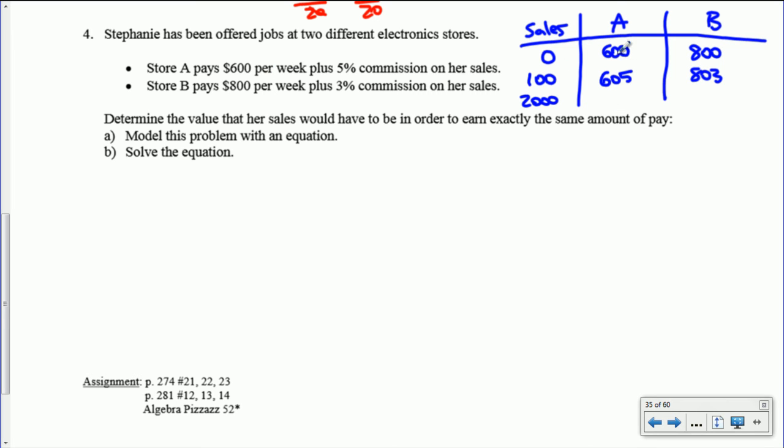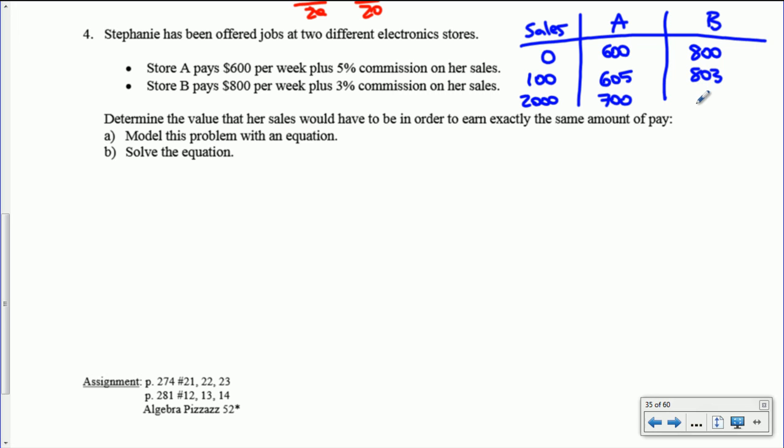So 600 plus 5% of 2,000 is 700. So 5% of 2,000 is $100. So we make $700 if we make $2,000 in sales. Okay, and then for B, 3% of 2,000 is something.